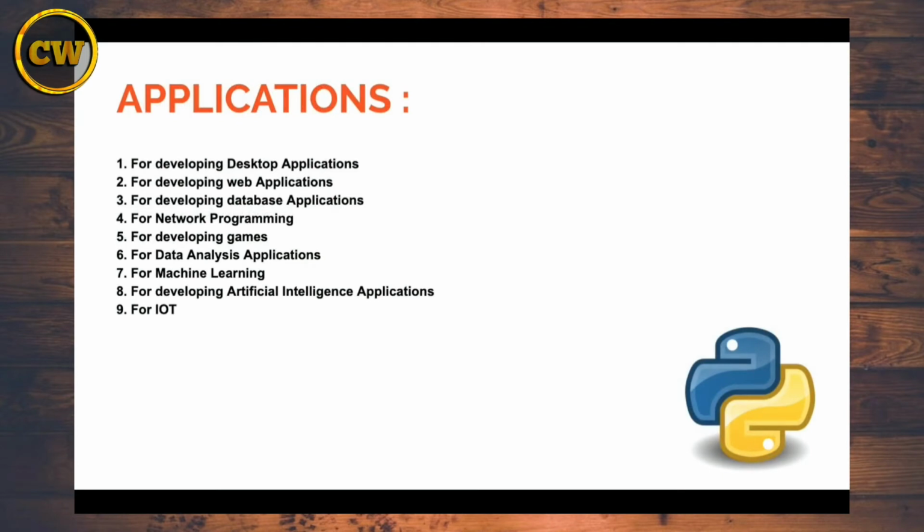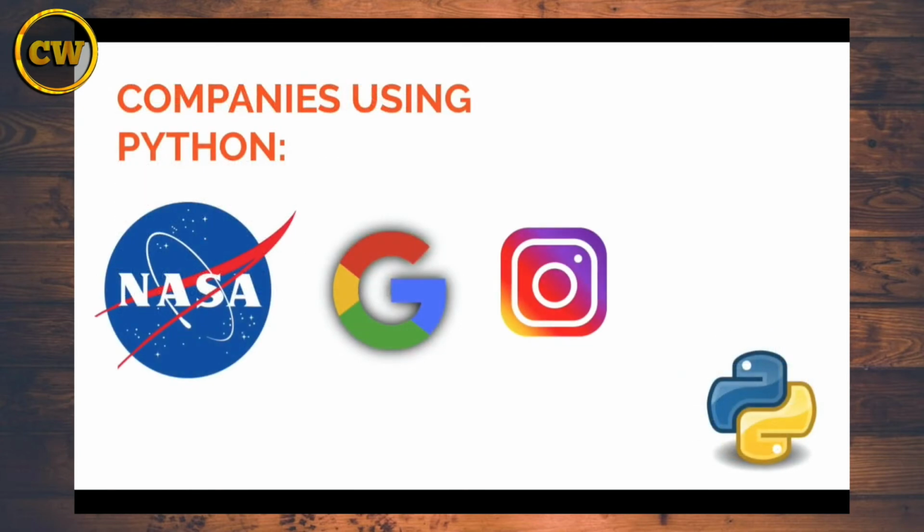So where can we see the applications of Python? Python can be seen everywhere. There is no place where we cannot see Python: developing desktop applications, web applications, databases, network programming, games, data analysis, machine learning, artificial intelligence, IoT, whatnot. Everything we can do with Python. Companies using Python include some of the main companies like Google, NASA, Instagram, Facebook. Every company is using Python in some way or other.